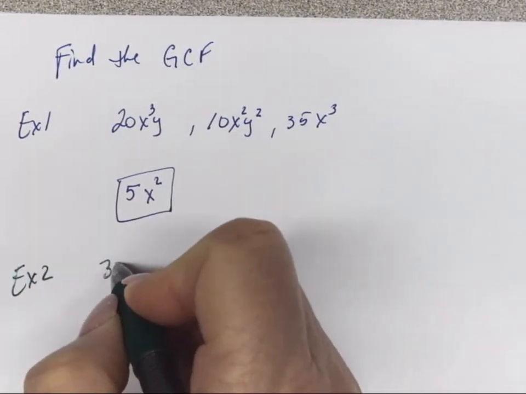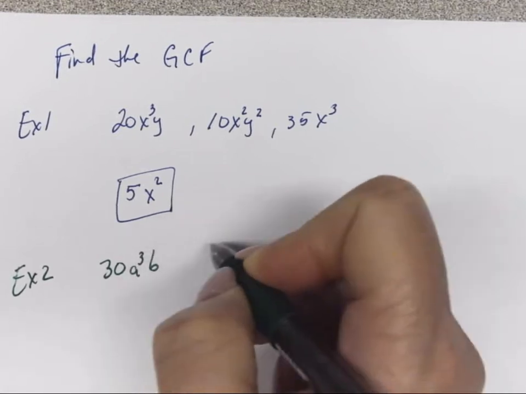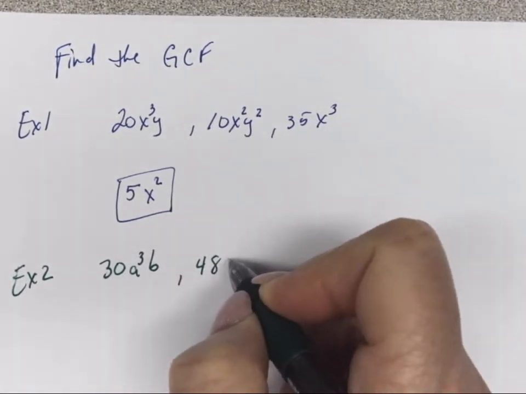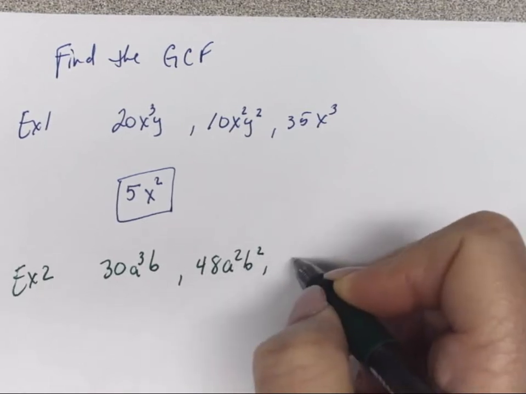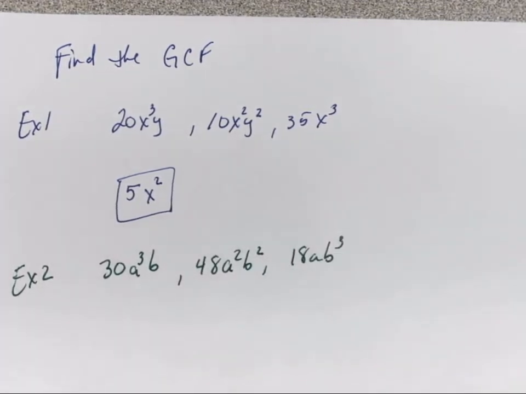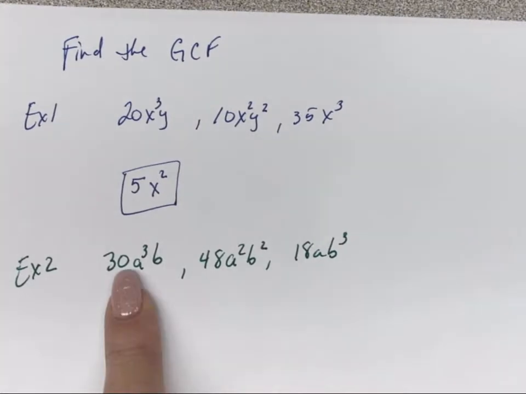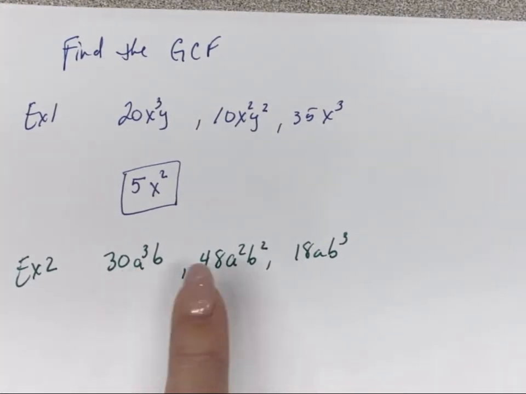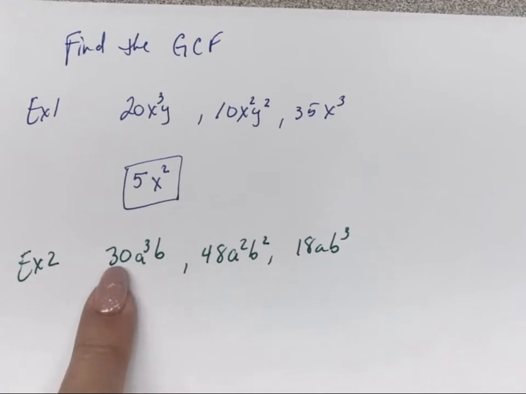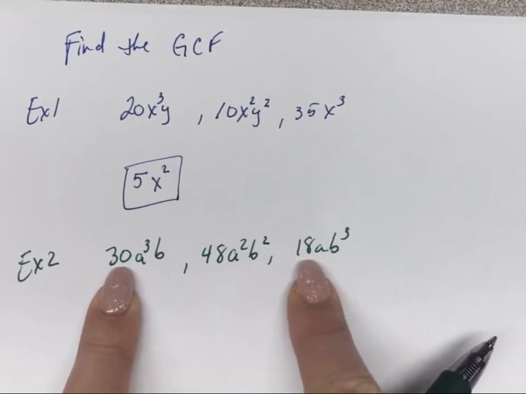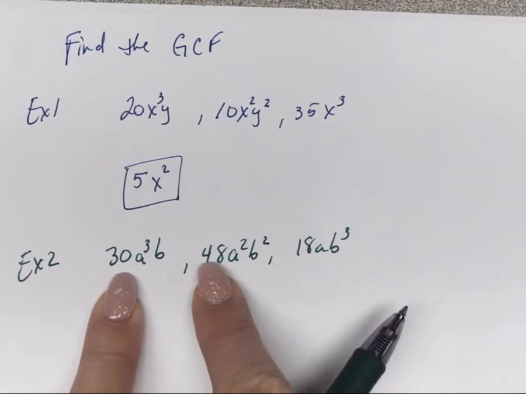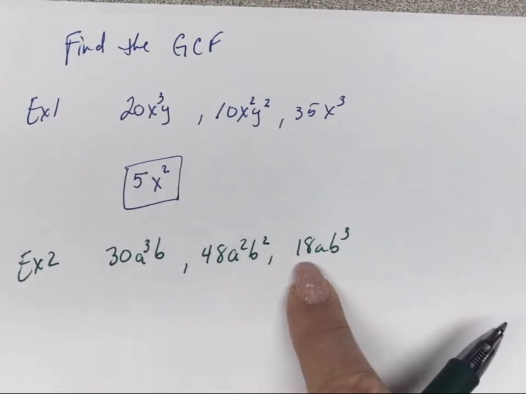So if we have 30a cubed b, 48a squared b squared, and 18ab cubed. Well, I have to look at what all of these factor. I know that 30 is going to be 5 times 6. You can look at it as 3 times 10, but if I pull out the 5, which is a prime number, 6 is my number left over because none of these will divide by 5. However, I know that 48 divides by 6 and 18 divides by 6.